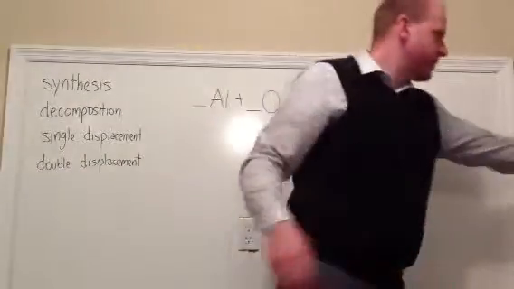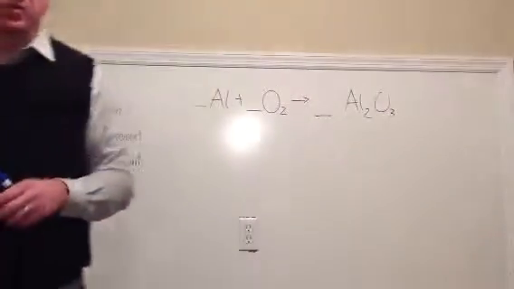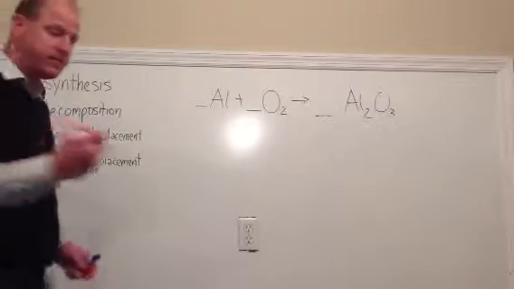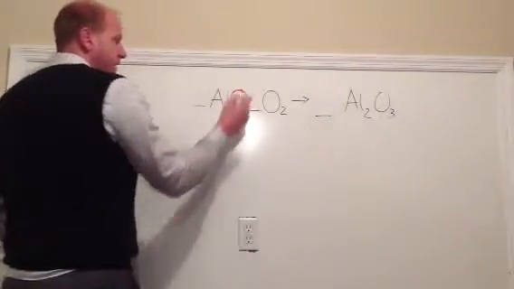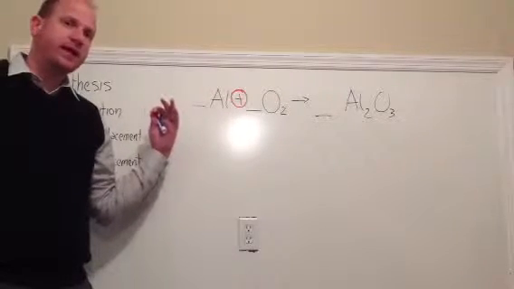Alright, so equation number 3 here. Remember, the first thing to do is to always try to determine what type of equation we are looking at. In this case, look at the plus signs. I've only got a single plus sign, and it's located on my reactant side.